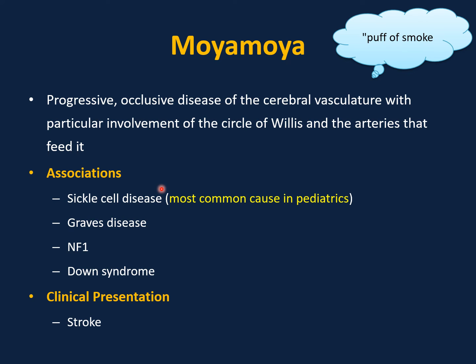Common associations with moyamoya: sickle cell disease, which is the most common cause in pediatrics. Other causes include Graves' disease, neurofibromatosis, Down syndrome. Clinical presentation is stroke, and you can review that in the previous slide.